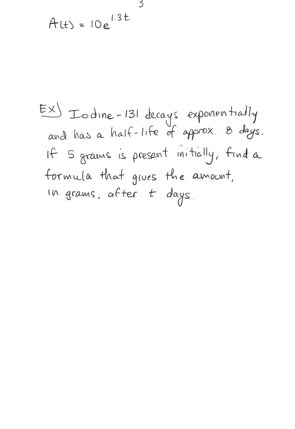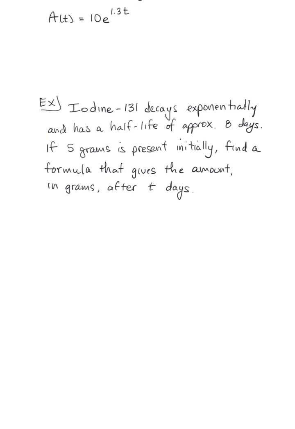Now, just a further example, this would be an example of exponential decay, and it typically involves some kind of radioactive isotope or some kind of isotope that decays exponentially. This is iodine 131. It's used in some medical procedures, but it has a half-life of approximately 8 days. So if 5 grams are present, we need to again find a formula that gives the amount in grams after t days. So let's write what we know.